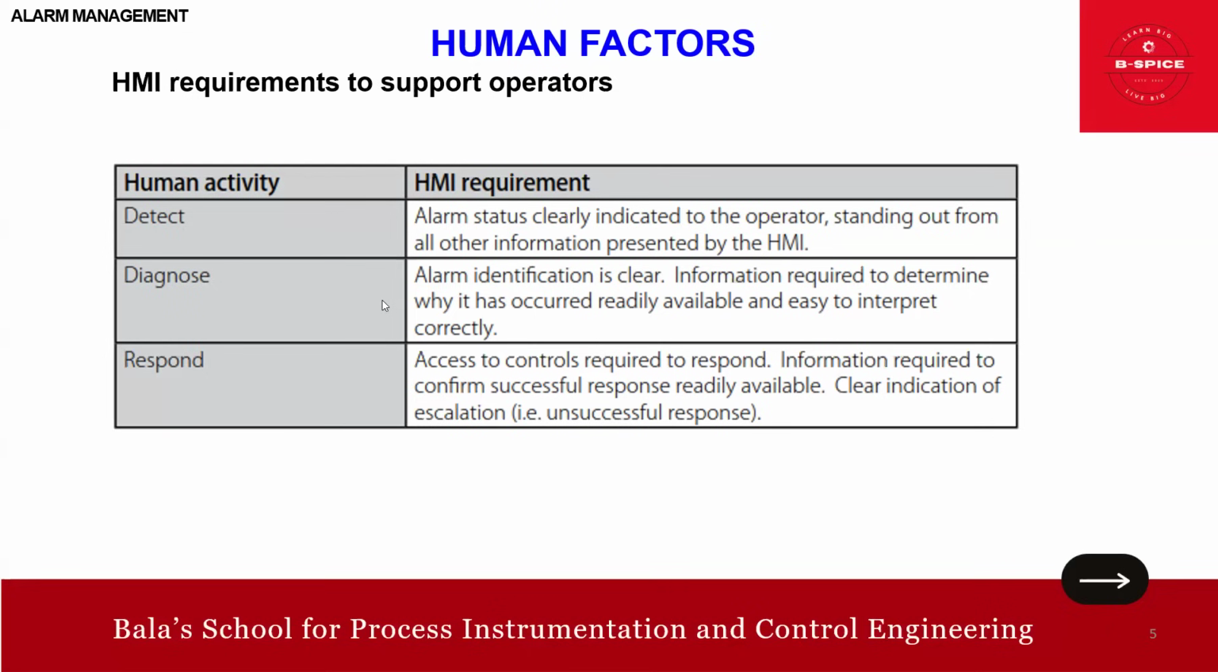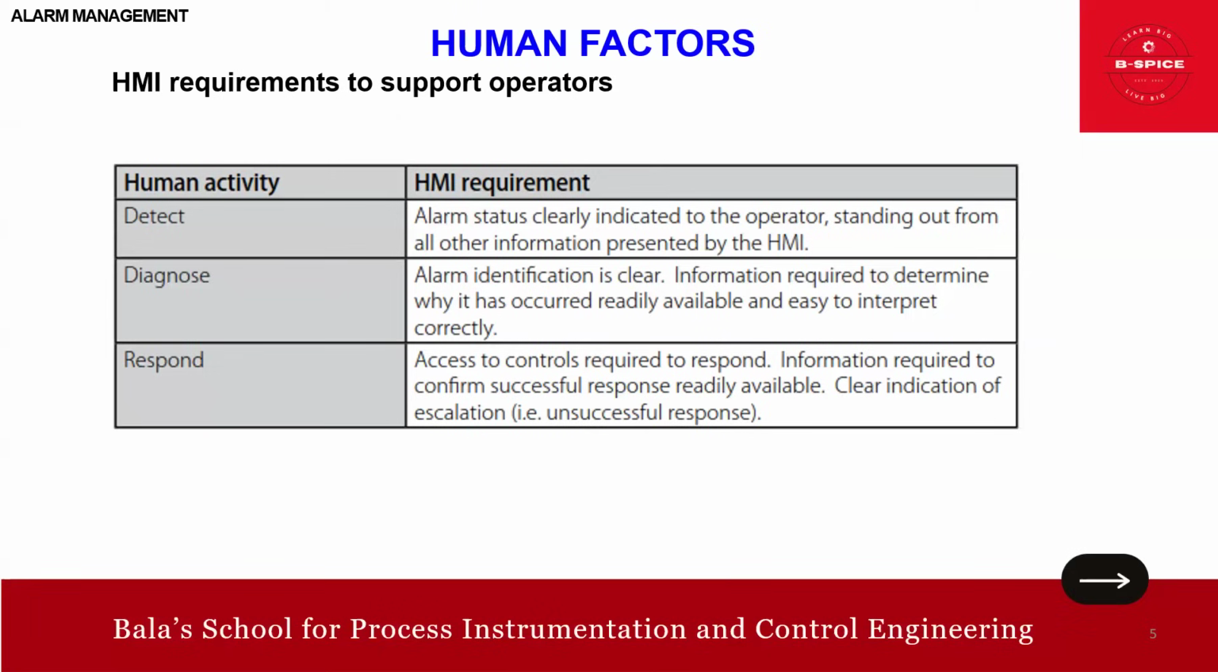Then diagnose, how can we diagnose? HMI requirement: alarm identification is clear, of course. Information required to determine why it has occurred is readily available and easy to interpret correctly. Then respond. Access to controls required to respond. Information required to confirm successful response is readily available, meaning a clear indication of escalation for an unsuccessful response. So this is the HMI requirement to support operators.